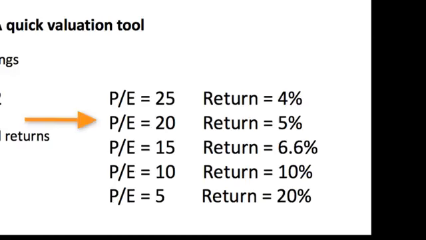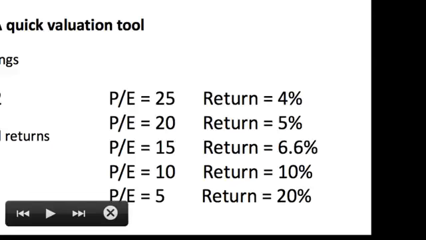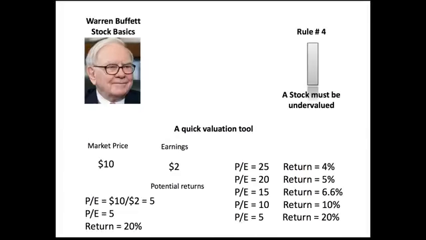Now when you look at the PE of 20, your return goes to 5%. And as you go clear down to the PE of 5, which is the one that we had for Nancy's business, the return actually goes clear up to 20%, which is pretty high. Now, the thing you've got to realize is when the PE is really low like that and your return is really high, your margin of safety is going to get worse. So we just looked at the price to earnings.